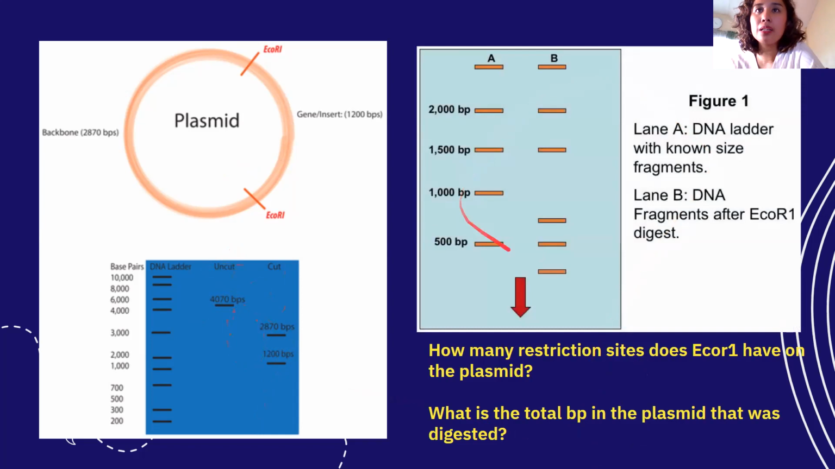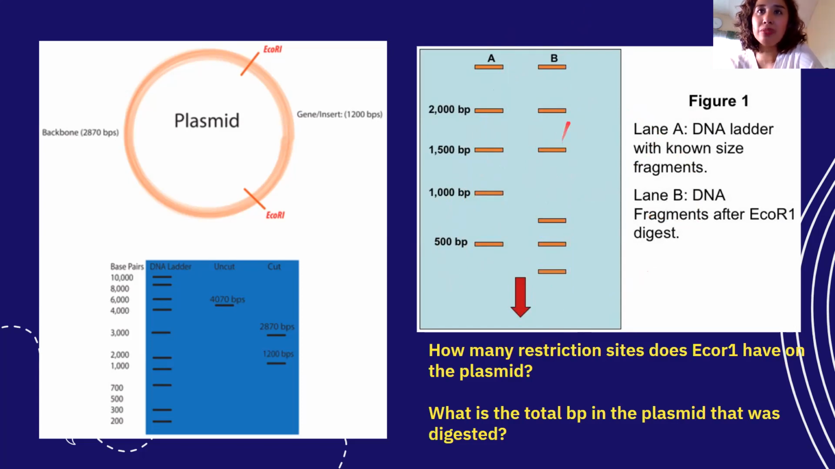So, this one also has a photo digested by EcoR1. Let's look at this A. I think this is the ladder, or the standard. This B is the result, the DNA fragments after EcoR1 digest.